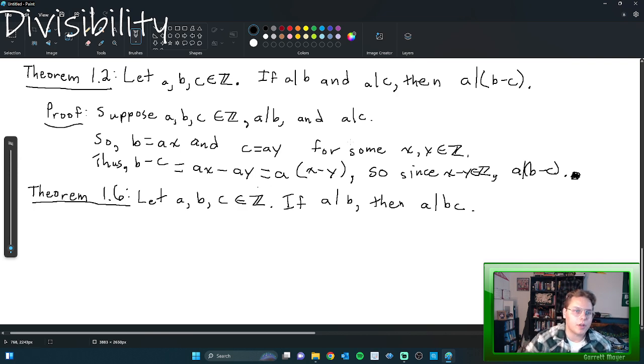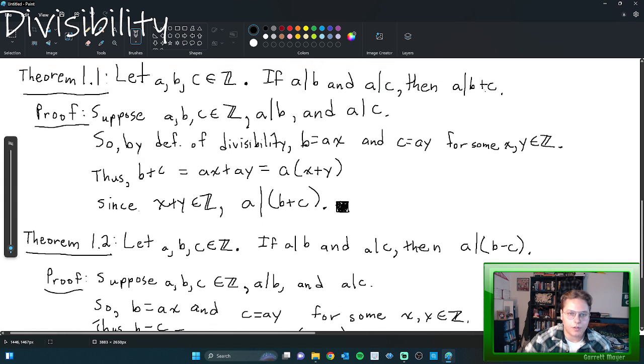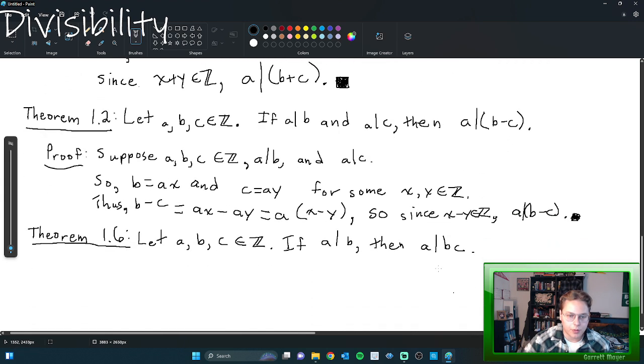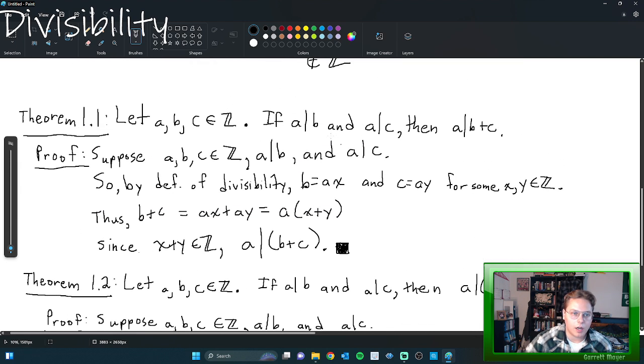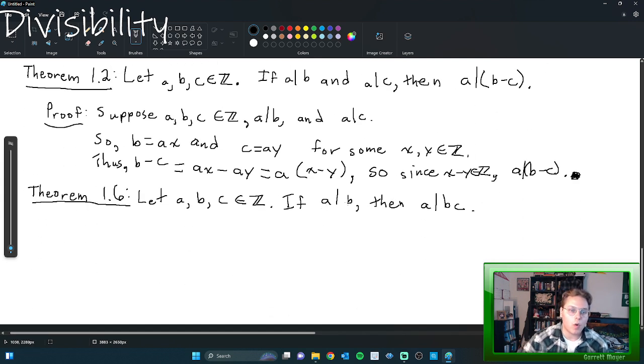And basically, you'll see the common theme of each of these is we're seeing how the functions of addition, subtraction, and multiplication affect the divisibility of certain numbers. So we can see that if A divides B and C, it also divides their sum. If A divides B and C, it also divides their difference. Now we want to see if A divides one number, does it divide all numbers that have that number times some other integer, basically. All products that contain the number that it divides.